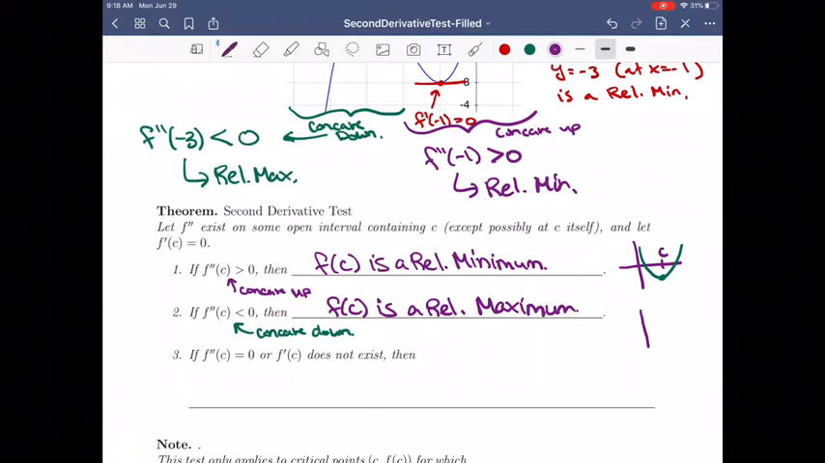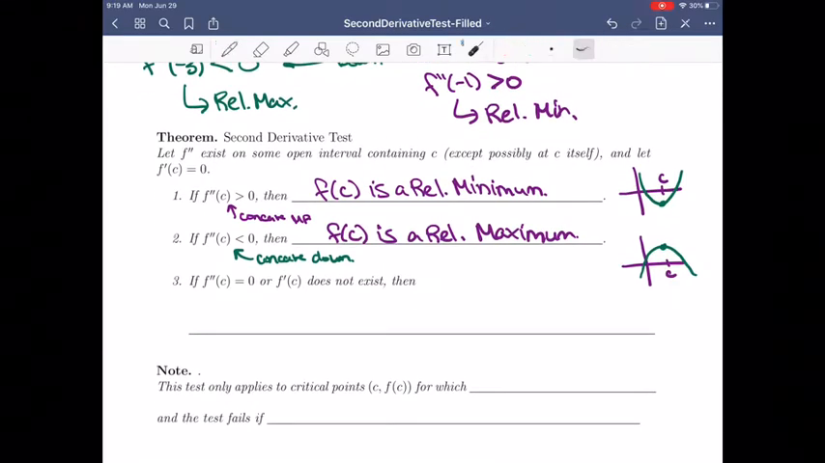Okay, so here, if this is c, a nice critical number, and it's concave down, so it has to be the peak of some mountain. Now, if the second derivative is 0 at c, or the first derivative does not exist, or the second derivative does not exist, then we say that the test fails.